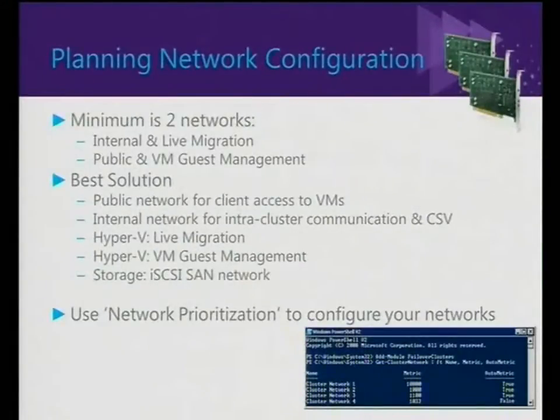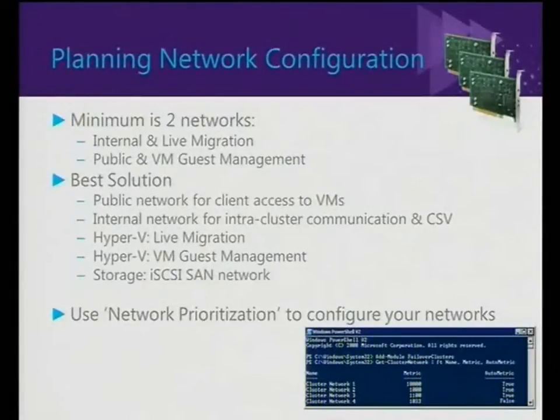This one I get a lot of questions on, which is planning the network config. And it always comes in the form of, how many NICs do I really need to do clustering? What's the recommended guidance, or what's the minimum I can get away with in some cases? So this is the basic rule. The minimum is 2 networks. Okay, that's the bare minimum. One would be for your internal communication and live migration, and the second would be for your public access and management of your virtual machine guests. So that's the minimum that we'd recommend.